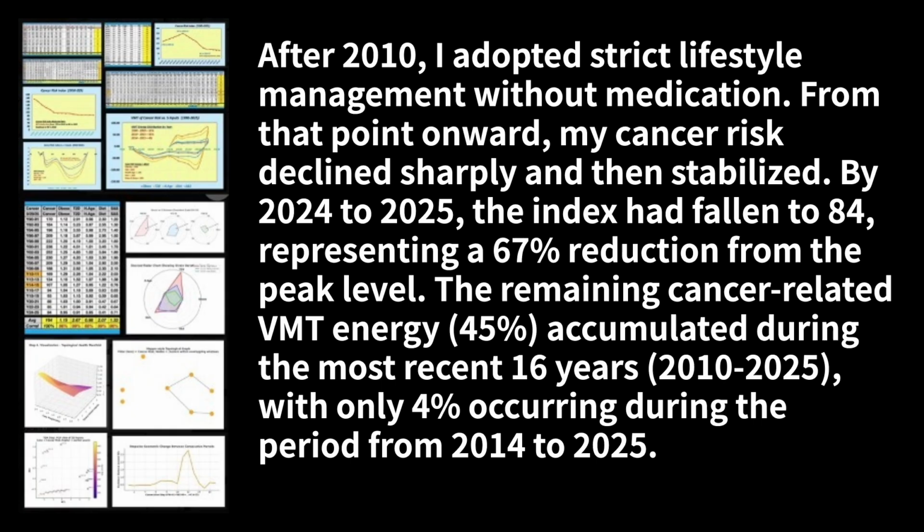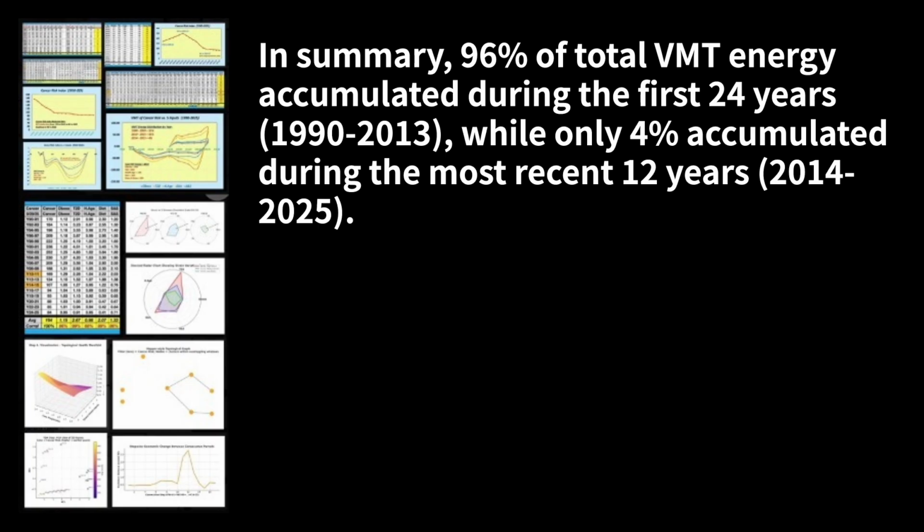From 2024 to 2025, the index had fallen to 84, representing a 67+% reduction from the peak level. The remaining cancer-related VMT energy, 45+%, accumulated during the most recent 16 years, from 2010 to 2025, with only 4+% occurring during the period from 2014 to 2025. In summary, 96+% of total VMT energy accumulated during the first 24 years, from 1990 to 2013, while only 4+% accumulated during the most recent 12 years, from 2014 to 2025.